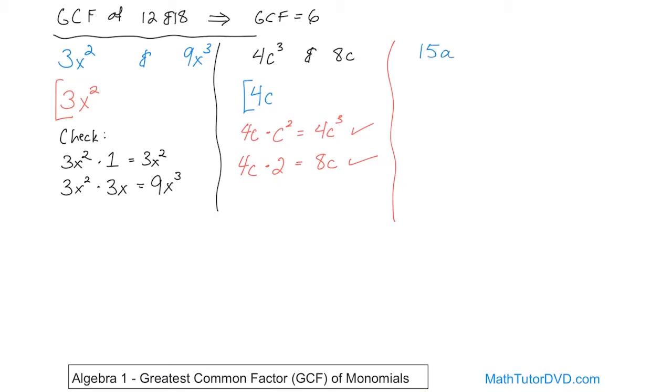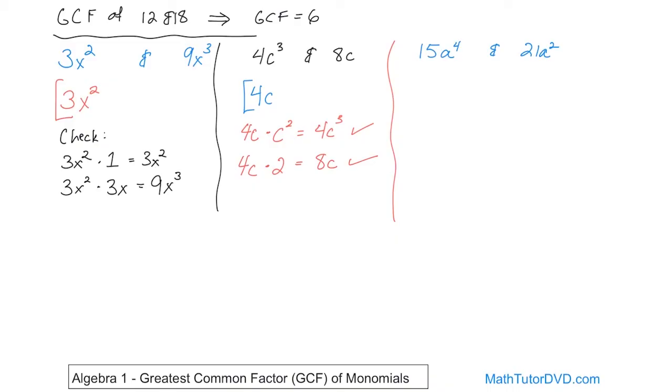15a to the 4th power, and our second term, or second monomial, is 21a squared. So you're looking for commonality. What is common in terms of factors between 15 and 21? You just start going through numbers, 1, 2, 3, and so on, until you can't find a larger number that works. Well, I know that 3 times 5 is 15, and I know that 3 times 7 is 21.